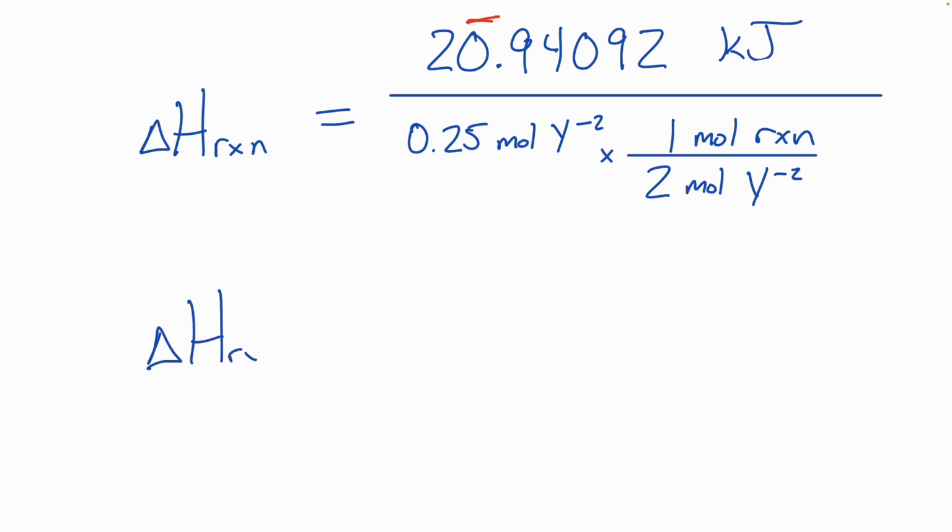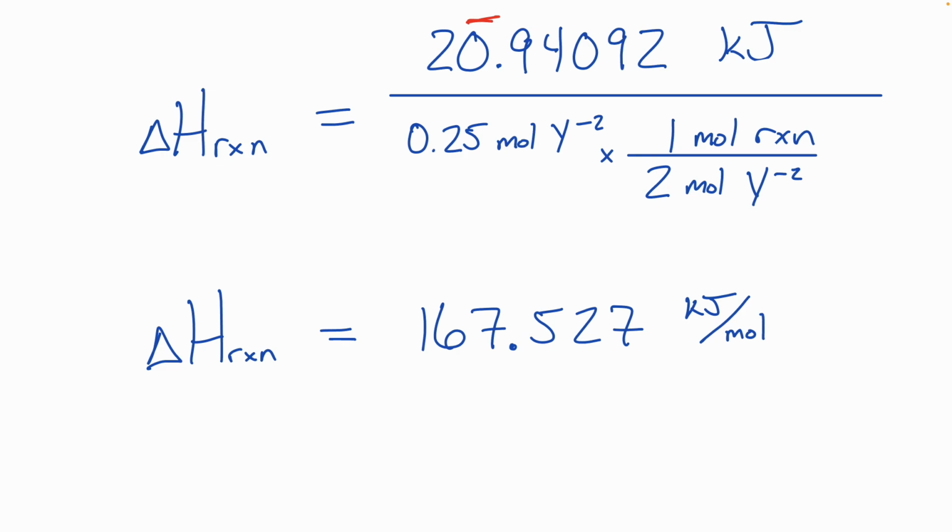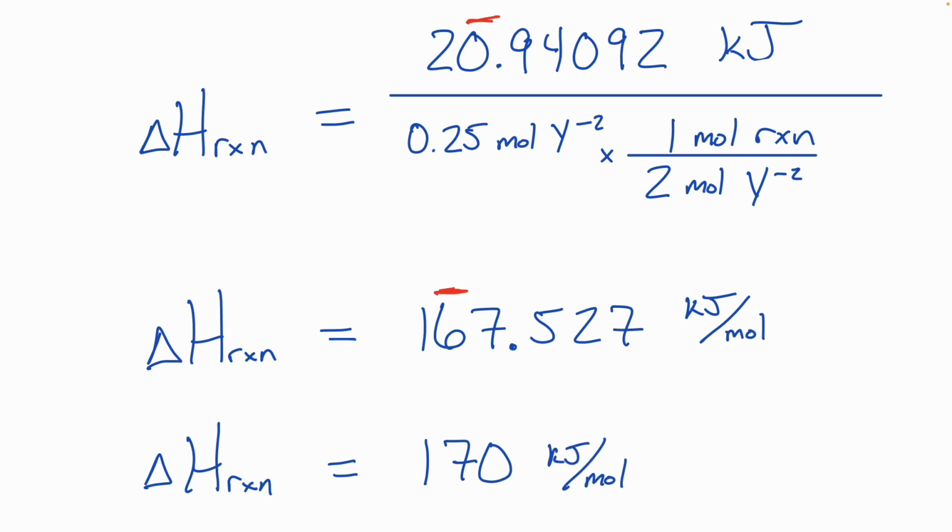So the delta H of this reaction here is going to be positive 167.527. And now my units are those units for delta H, kilojoules per mole reaction. How many sig figs should I have? Just 2. All right, so we're going to report our delta H to our correct number of sig figs, or 170 kilojoules per mole.